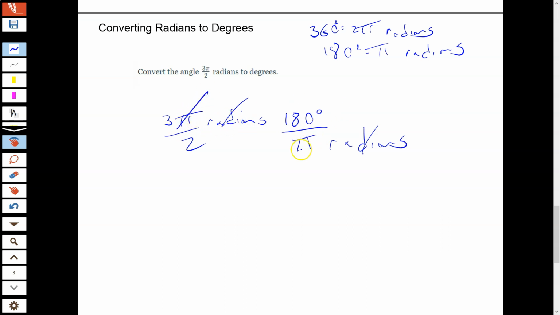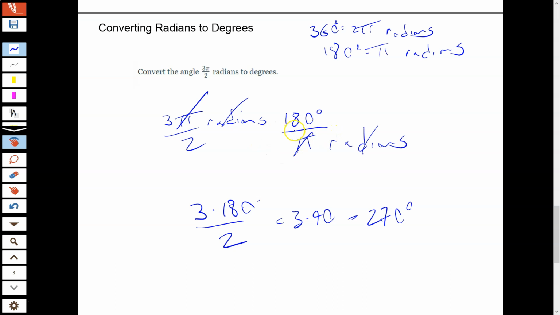So pi over pi cancels out. You get 3 times 180 over 2. There's a couple different ways we can do this. I'd probably divide 180 by 2 and get 90. This is just 3 times 90 degrees, which is 270 degrees. Okay, so there's your conversion factor method.